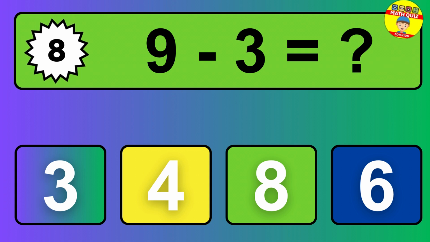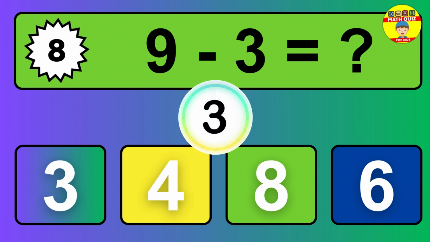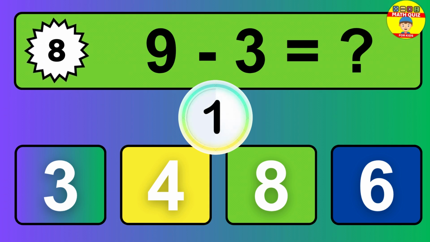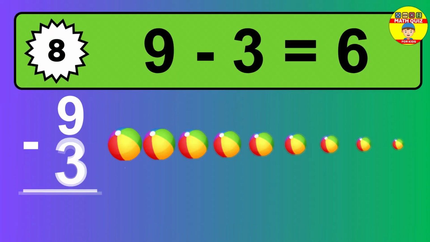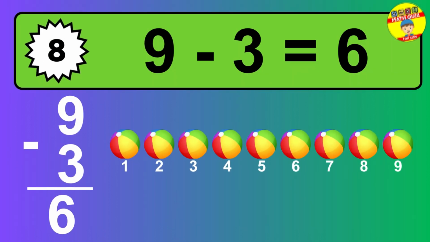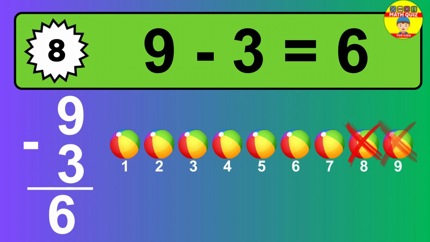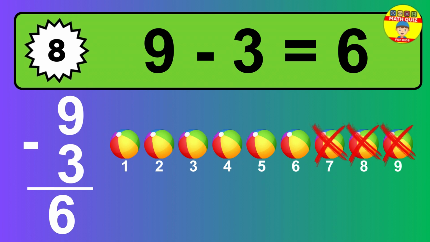Question 8. 9 minus 3 equals what? So, the answer is 9 minus 3 is 6. Let's count it. 1, 2, 3, 4, 5, 6.